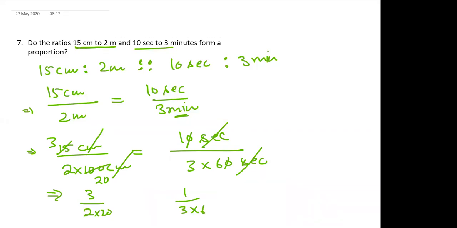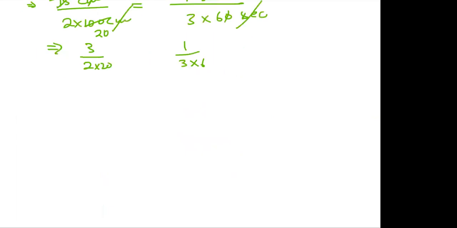So it is 3 upon 40, and here 1 upon 18. So beta, are they equal to each other? Are they equal to each other or not?